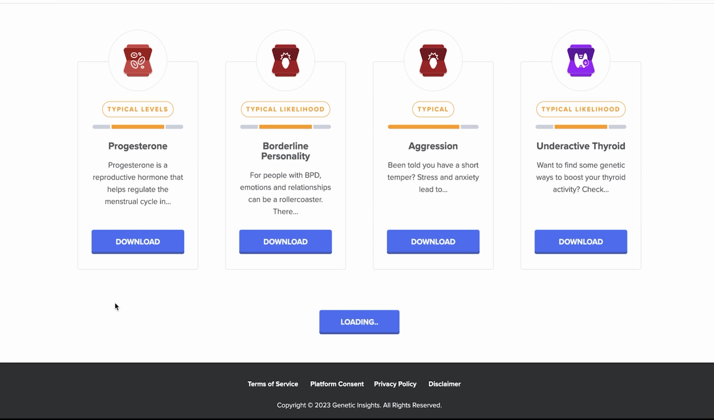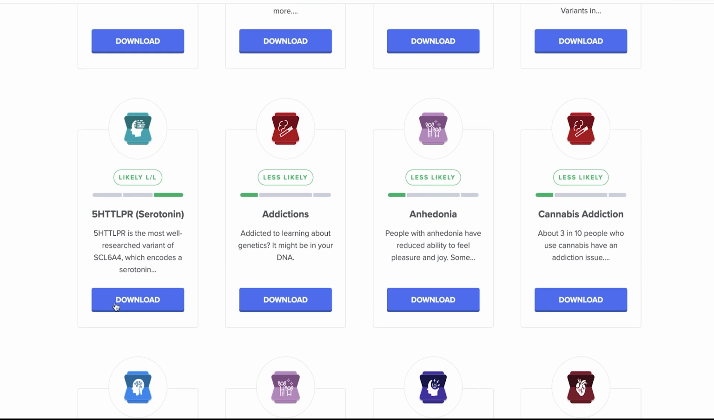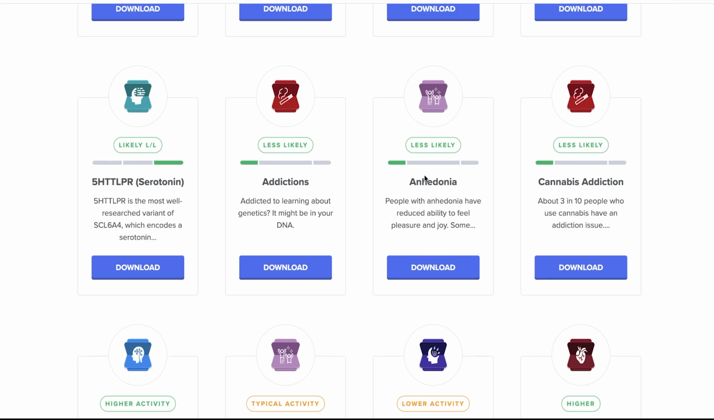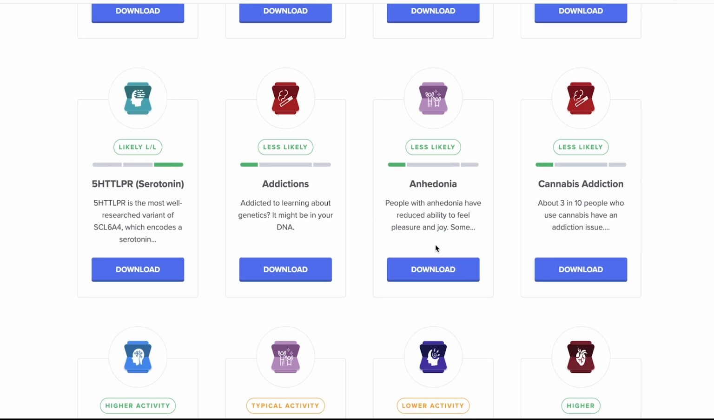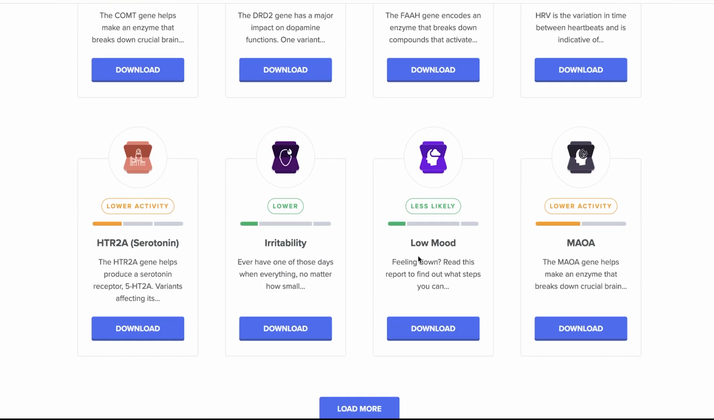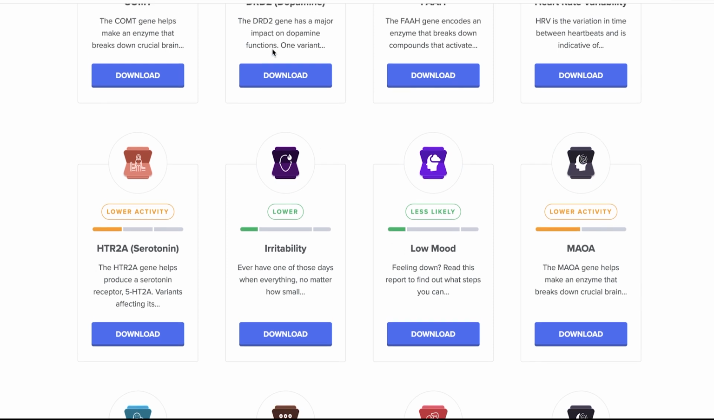And it's worth looking in here because low mood is one of the reports, right? And we can see if a person has that tendency. There's anhedonia, for instance, which is lack of joy. But again, the person doesn't have that. So low mood, which is kind of what we call depression, the person doesn't have a genetic tendency for that at all.